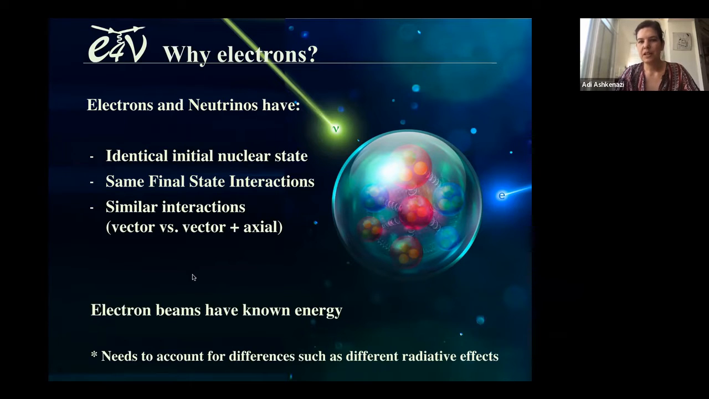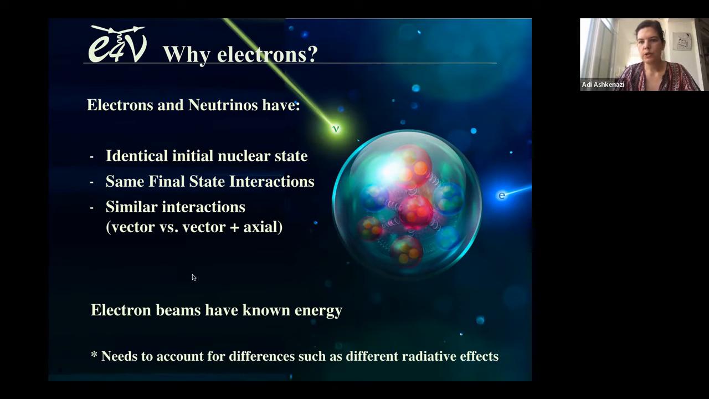Obviously, because there are similarities between electron and neutrino interactions. The initial state is identical: the momentum of the incoming or hit nucleon is the same whether the incoming lepton is a neutrino or an electron. Sorry for the noise from the outside. Also, the final state interactions are the same, and there are similar interactions, though not identical. It's true that in the electron case, it's the electromagnetic interaction with only the vector part, and in the neutrino case, it's the vector plus axial due to the weak interaction.